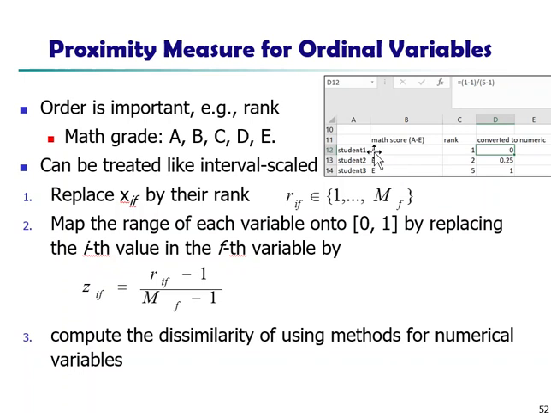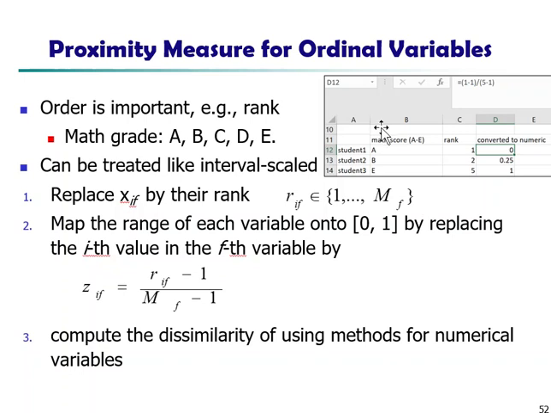So when we have this data, we can convert them into numerical data by doing the following. First, we replace each value by its rank. So A is 1 and E is 5. A is replaced with 1, B is 2, and E is 5. Okay. And then we can map the range of each variable to 0 and 1. How are we going to do that? We can do that with a simple division.